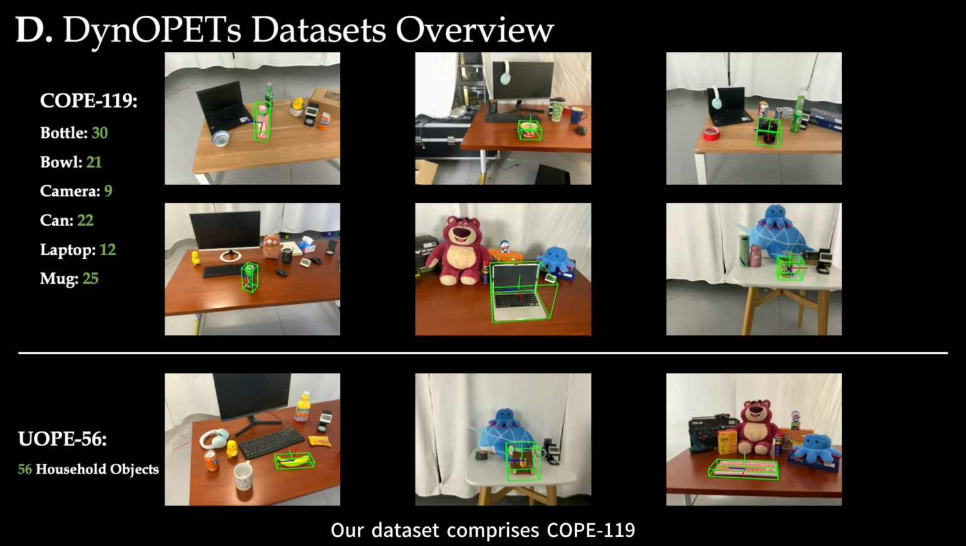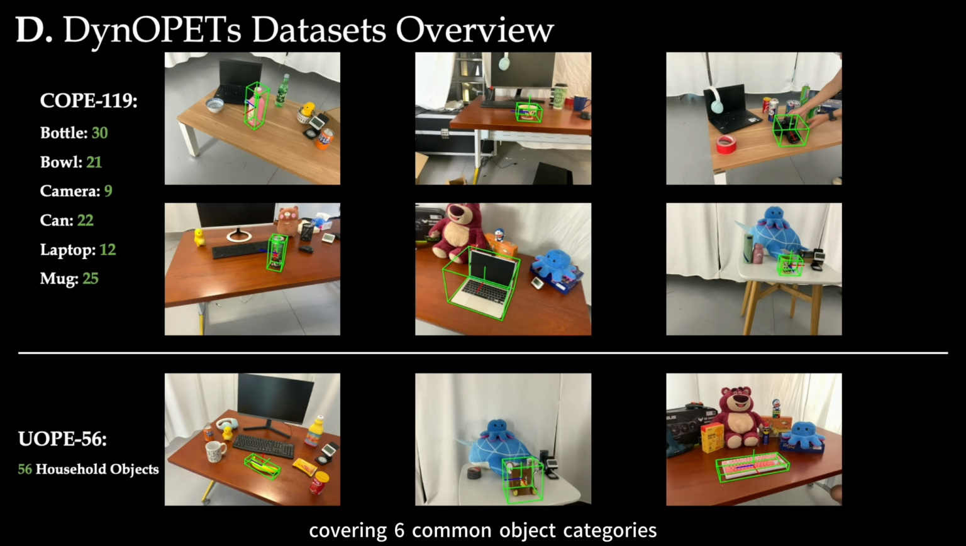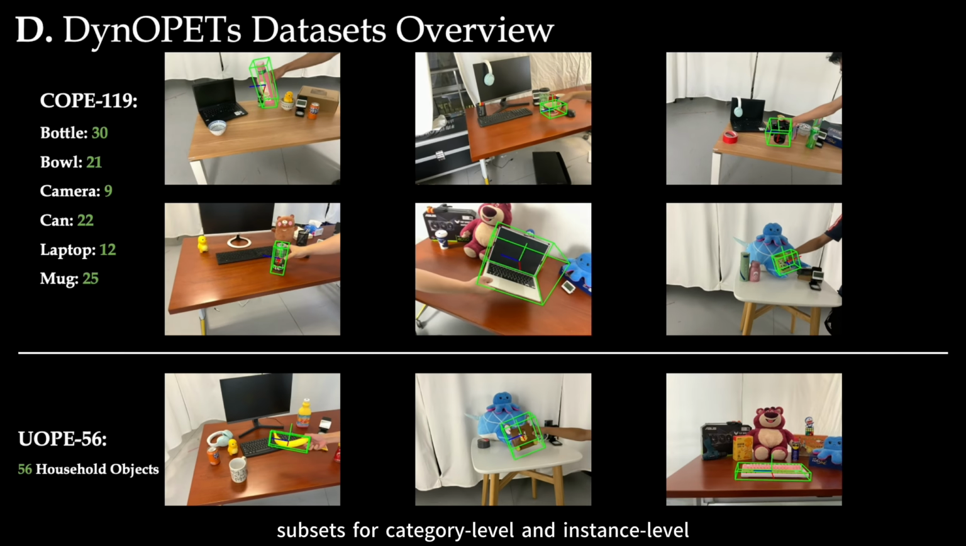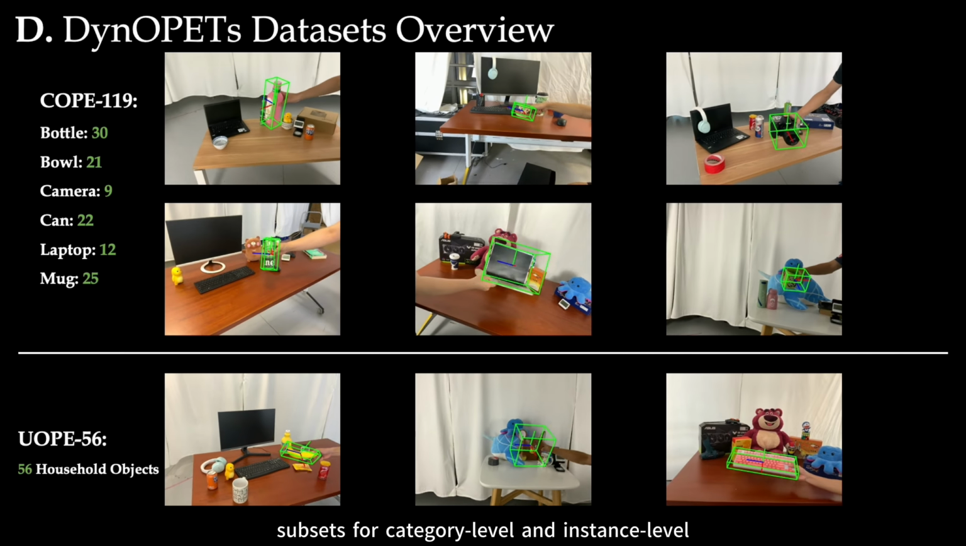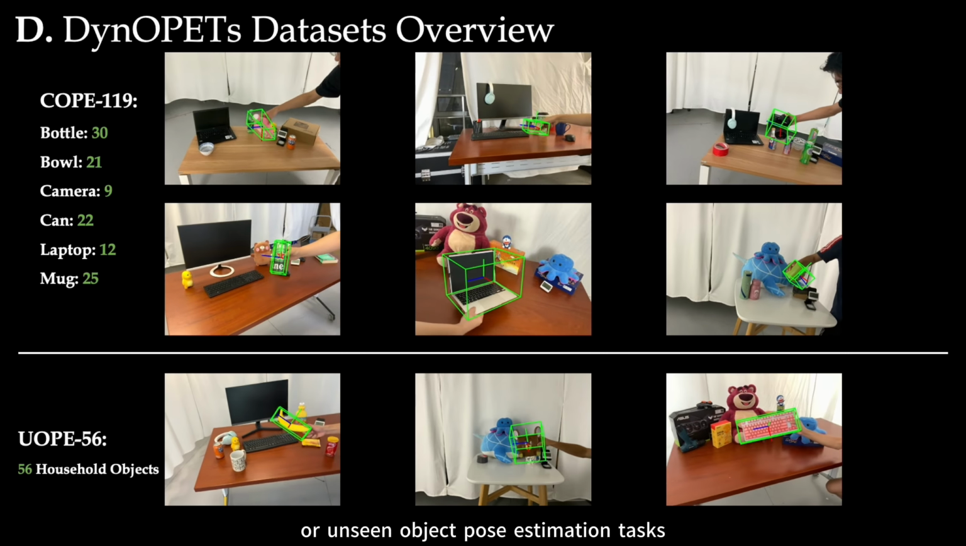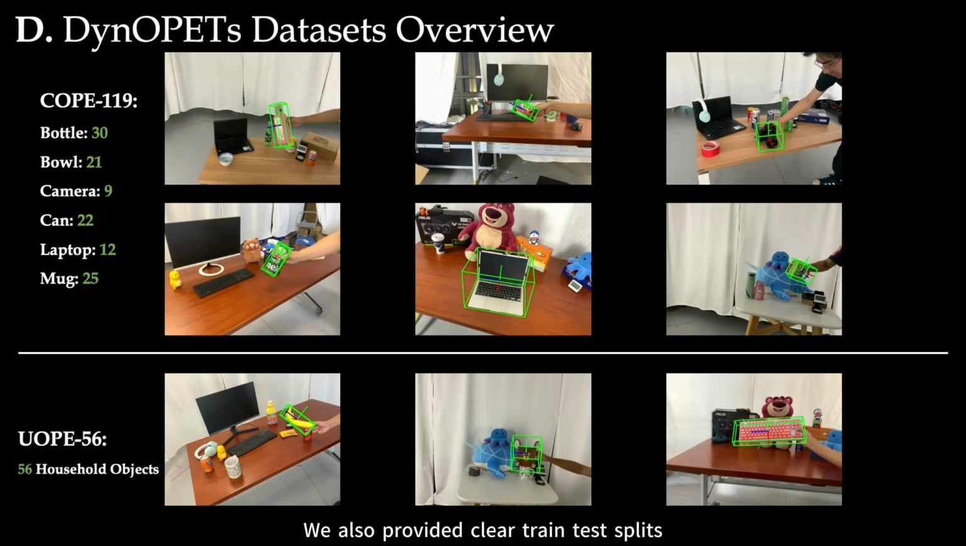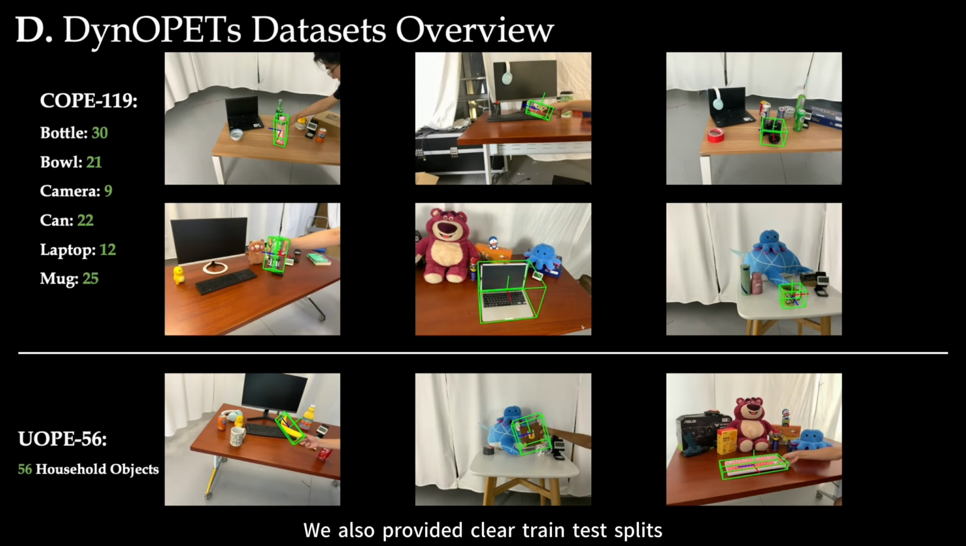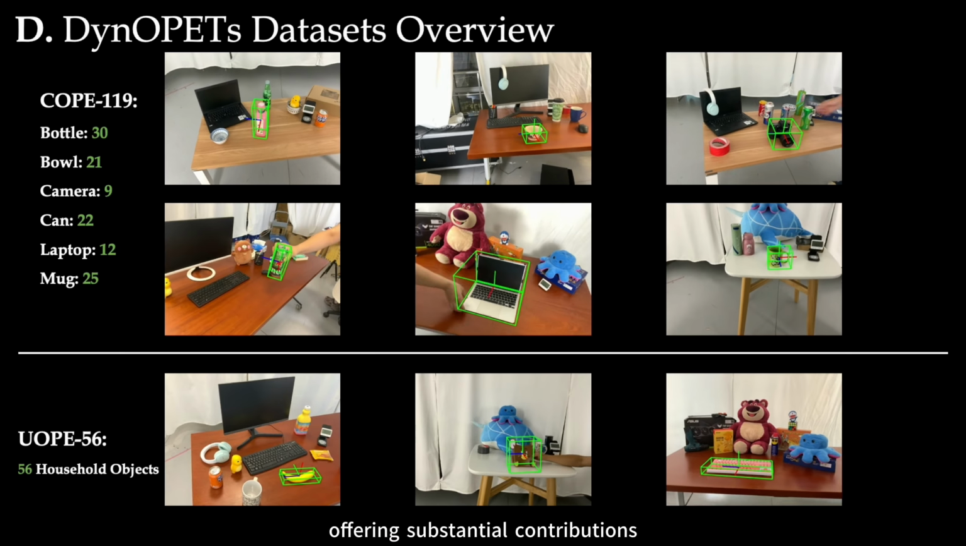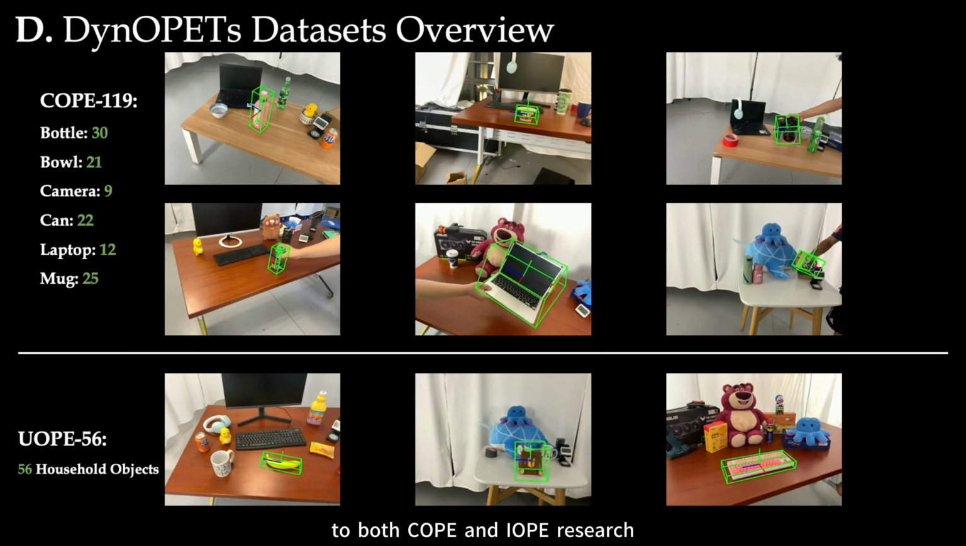Our dataset comprises COPE119, covering 6 common object categories, and UOP56 subsets for category level and instance level or unseen object pose estimation tasks. We've also provided clear train test splits, offering substantial contributions to both COPE and UOP research.